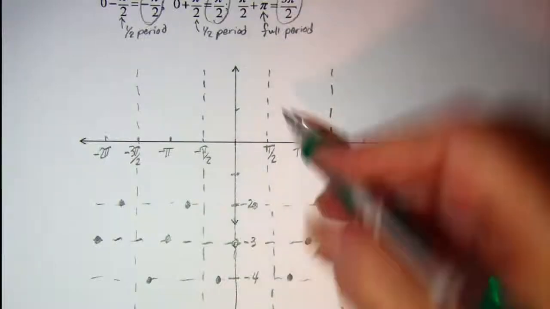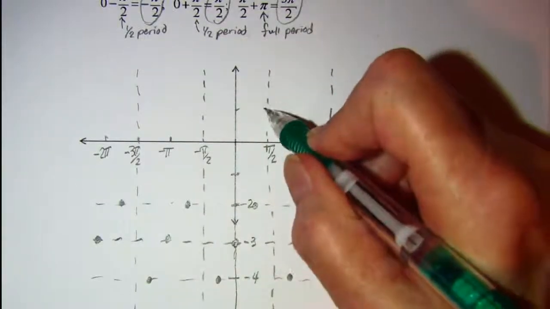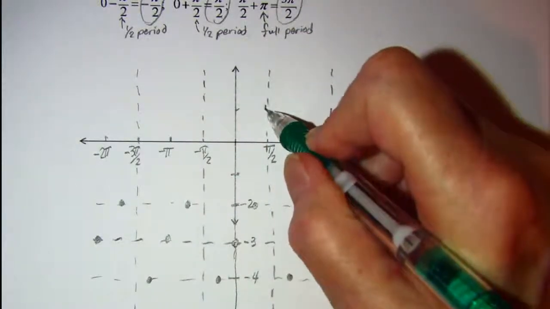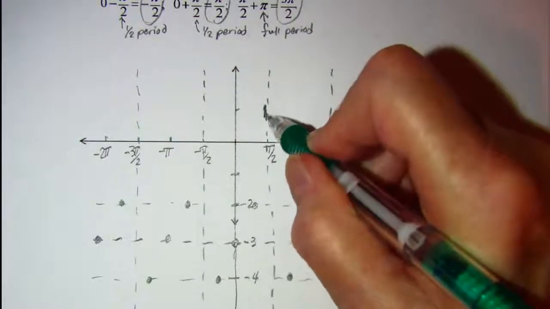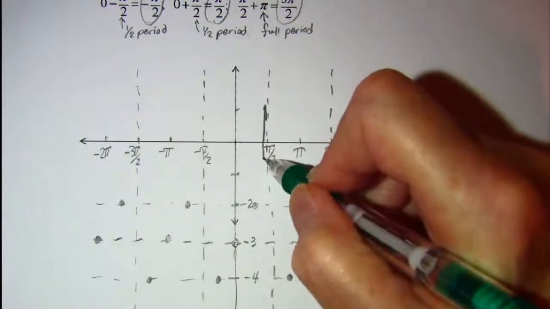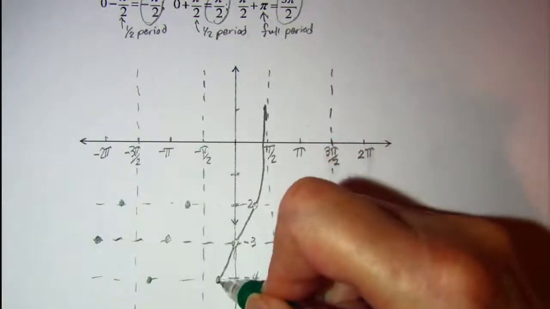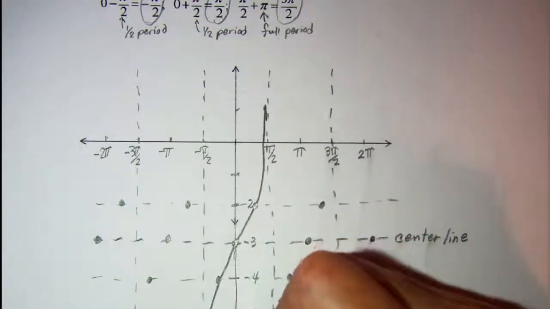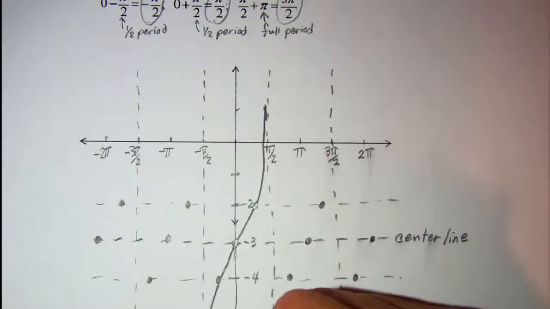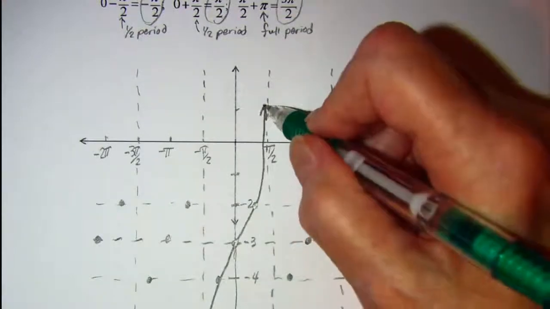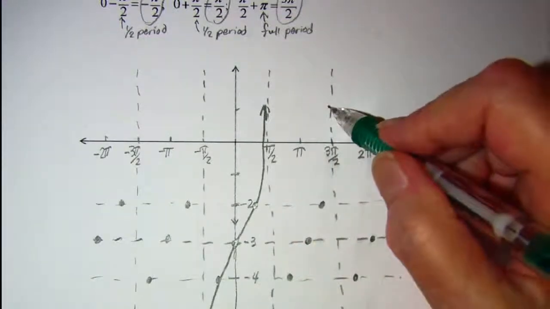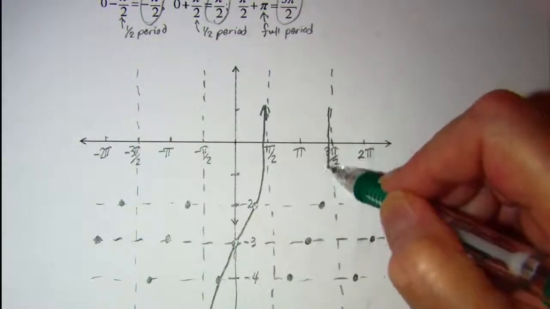And then we have the curve hugging the asymptote, and try to make it a smooth curve. And then just repeat since it's a periodic function.